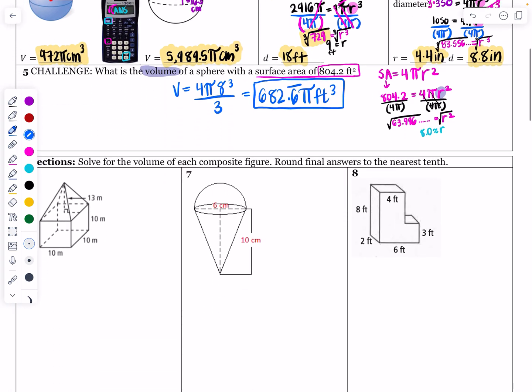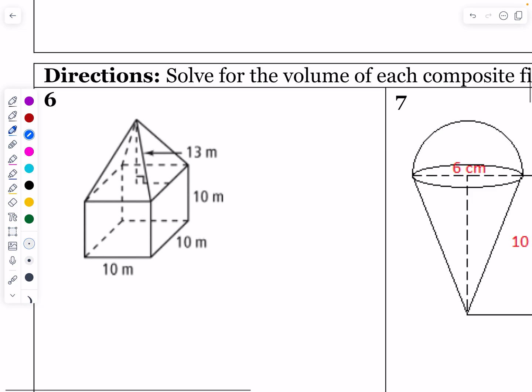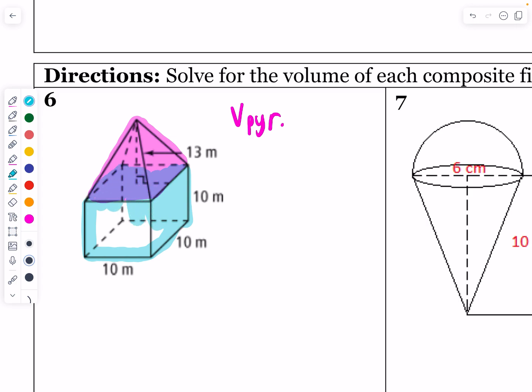All right, the last part is going to be my composite figures. And composite figures originally seemed scary, but when we're finding the volume of composite figures, we're just adding the two figures together. So what two figures do I have in this picture? Well, I have my volume on top. I have the volume of a pyramid, so I'm going to do that in pink. On bottom, I have the volume of this cube, which is also known as a square prism. So I'm going to go ahead and write that, the volume of the prism.